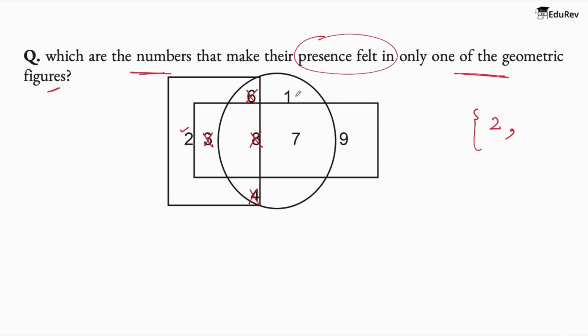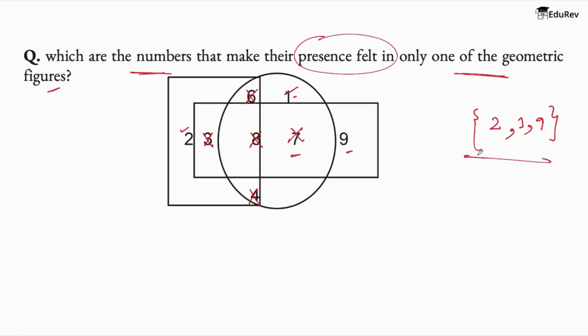When I talk about 1, 1 is only present in your circle, so we can take 1 in the set. Then we cannot take 7 because 7 is in your horizontal rectangle and in your circle as well. So we cannot take 7. Lastly, we have 9. Now 9 is only represented in your horizontal rectangle. So we will take 9 as well.